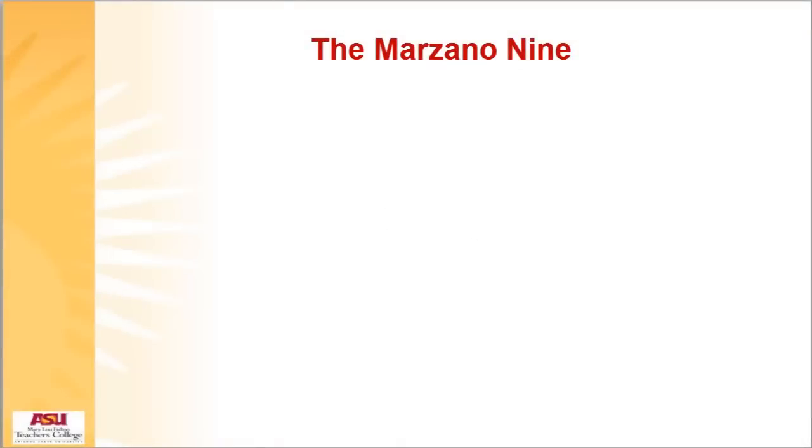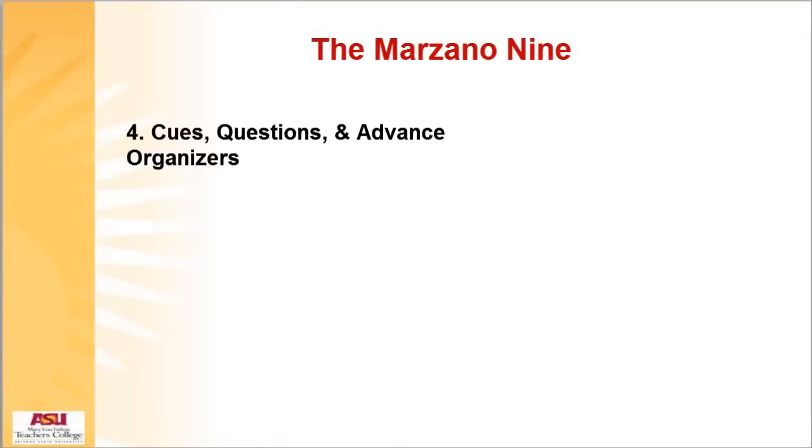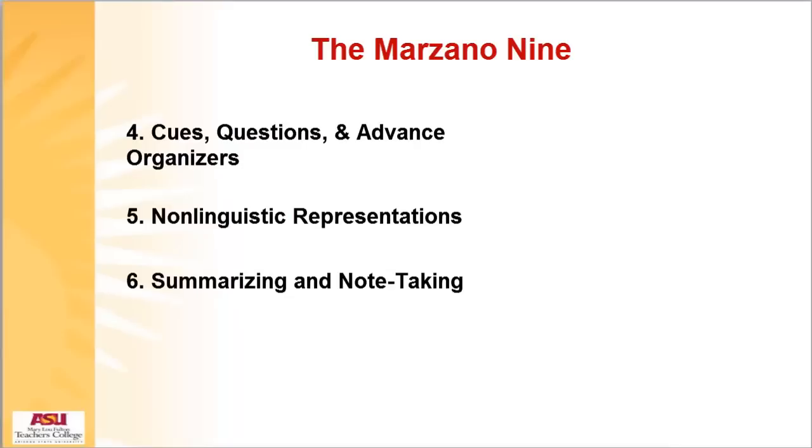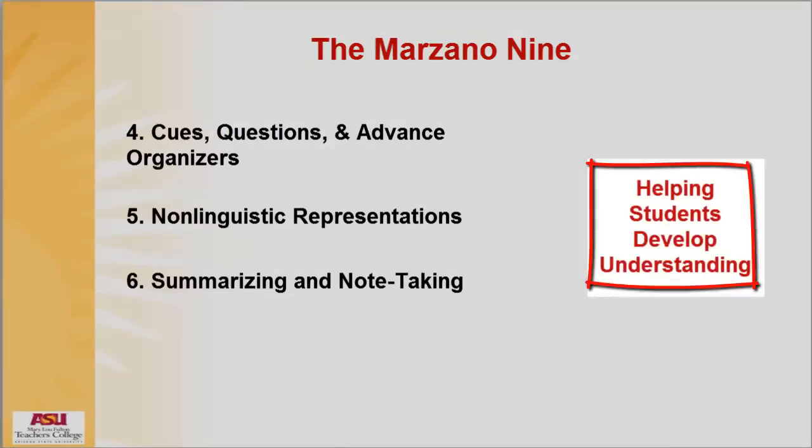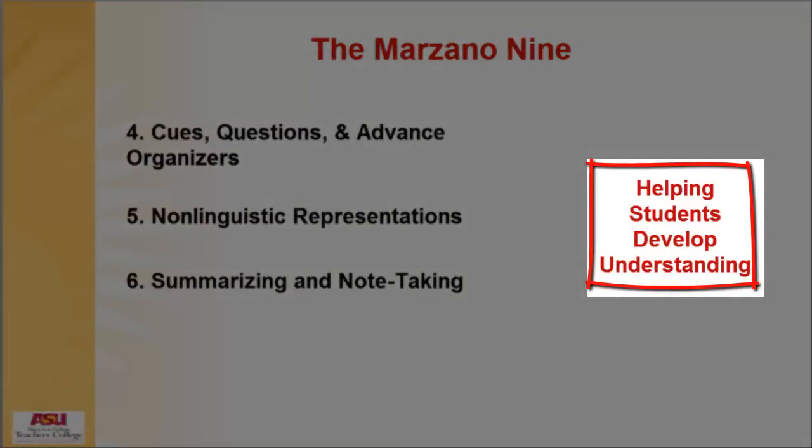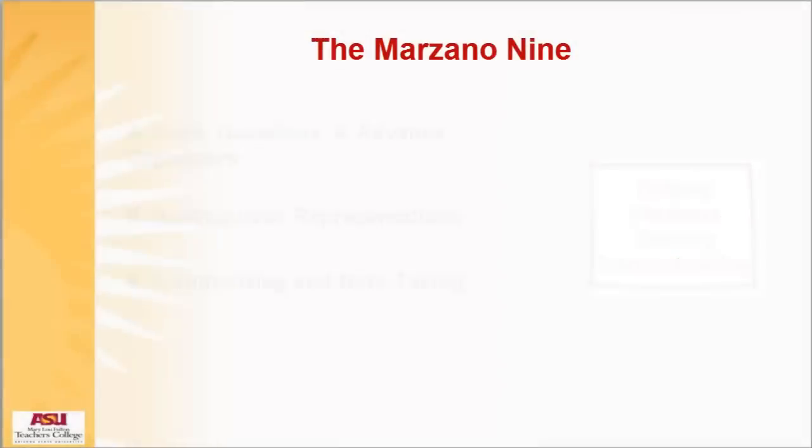The second 3 strategies are cues, questions, and advance organizers, non-linguistic representations, and summarizing and note-taking. These 3 strategies fall under the broader category of helping students develop understanding. These strategies help students to activate their background knowledge and use it to scaffold new learning. They also help students to make connections between concepts, develop deeper understandings of content, and organize new learning.